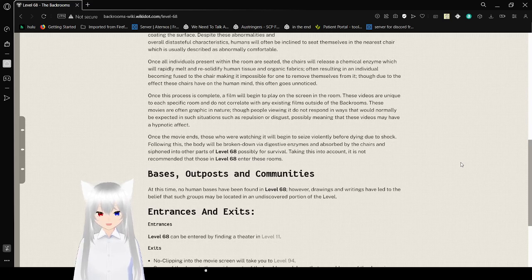Once the movie ends, those who are watching it will begin to seize violently before dying due to shock. Following this, the body will be broken down via digestive enzymes and absorbed by the chairs, and siphoned into other parts of level 68, possibly for survival. Taking this into account, it is not recommended that those in level 68 enter these rooms.